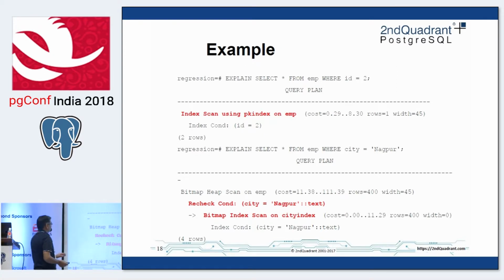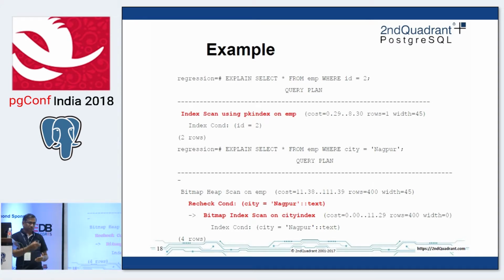Instead, what we do is what we call a bitmap index scan. In this case, the executor would go through the index and find out all the underlying blocks from the heap where this value exists. It won't read them, but it will just collect that information, that okay, block number 0 has city Nagpur, block number 10 has, block number 20 has, and it will collect that information as a bitmap. So there is a 1 bit for every block in the table.